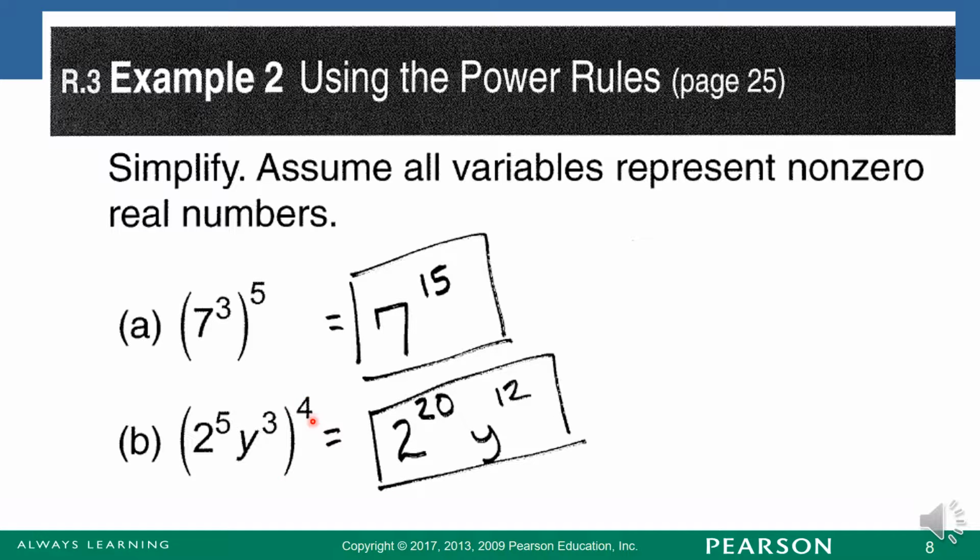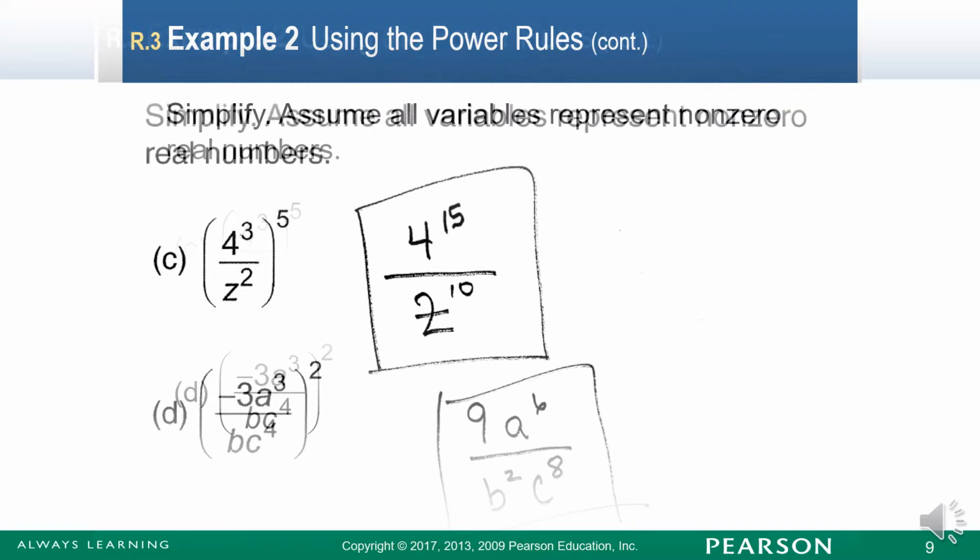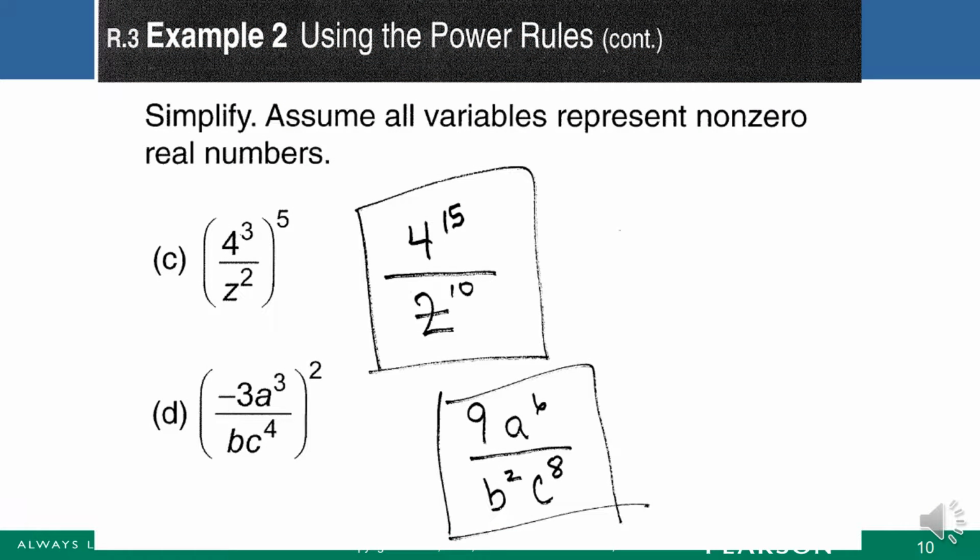Again, here the 4 is distributed to both factors, so it's 2 to the 20th, a very large number, times y to the 12th. Again, simplify, assume all variables represent non-zero real numbers, so we don't have to worry about this being 0 or that being 0. And these are the answers we get. Again, minus times a minus ends up being a plus.